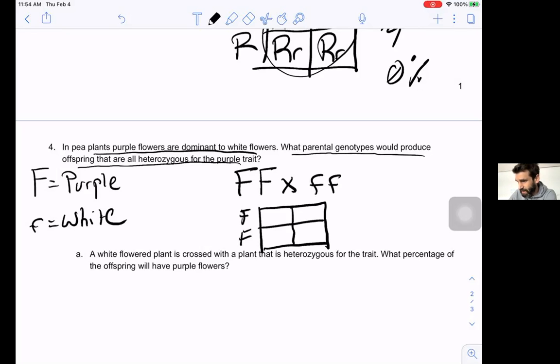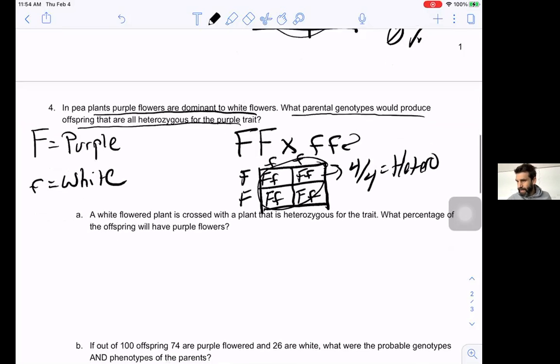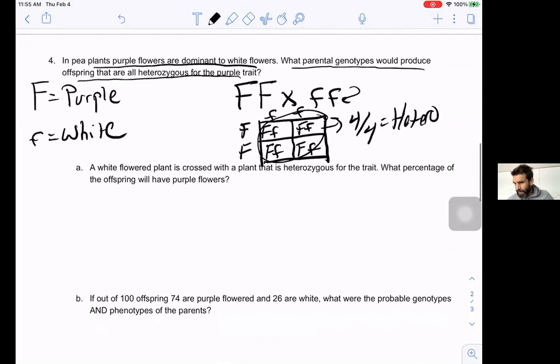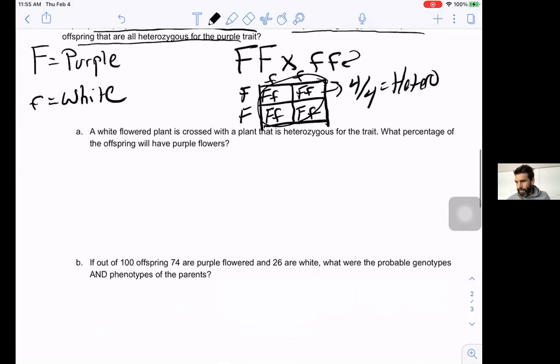you get, this is the scenario in which you get 100% heterozygous. This is 4 out of 4 equals hetero. Okay, so this seems to be a takeoff of this one here.